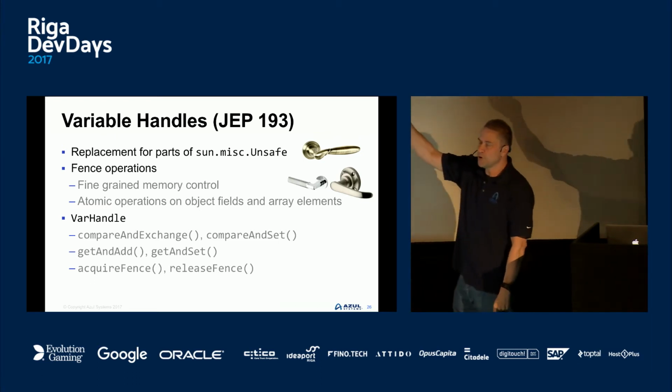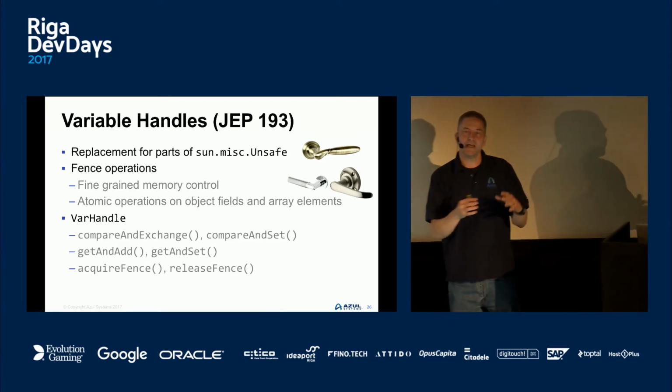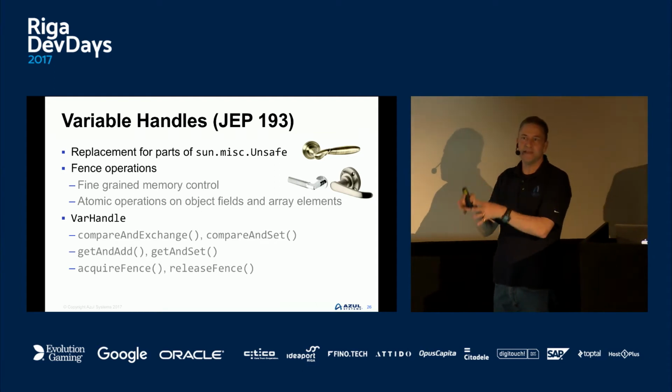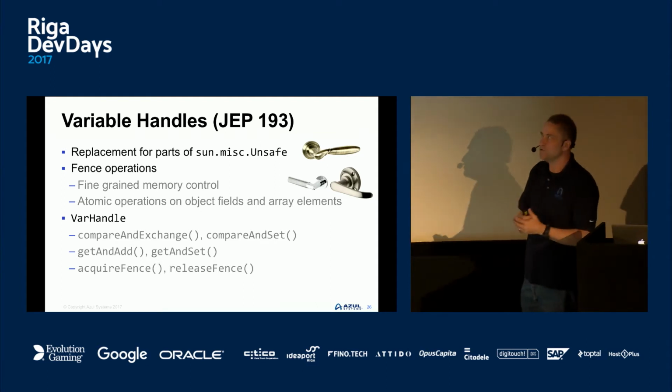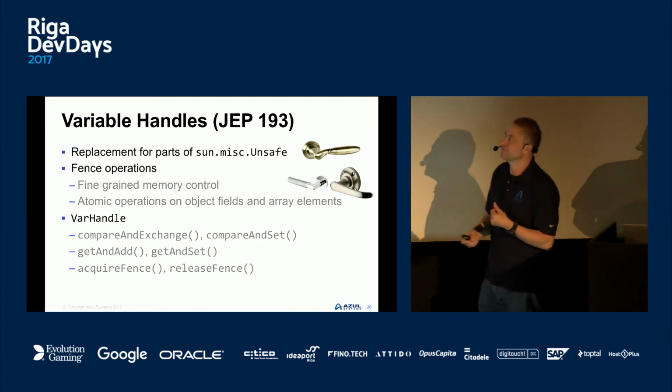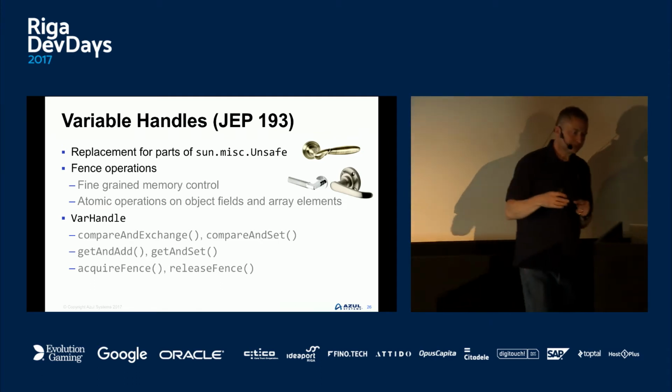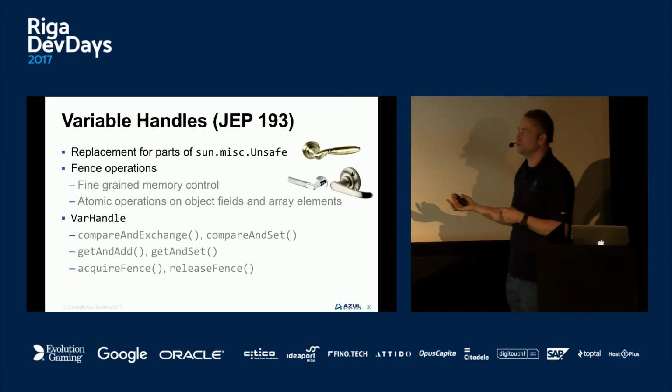So what variable handles, or VarHandles, are about is introducing a public API that supports part of the now encapsulated private API provided by sun.misc.Unsafe. So you can get a VarHandle using the method handle lookup way of doing things.